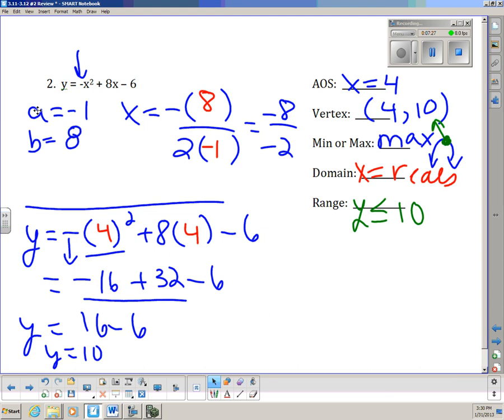So algebraically, here's all your stuff. X equals 4, vertex is 4, 10. It's a max, it opens down. Domain is always x equals the reals. The range in this case is y is less than or equal to 10.